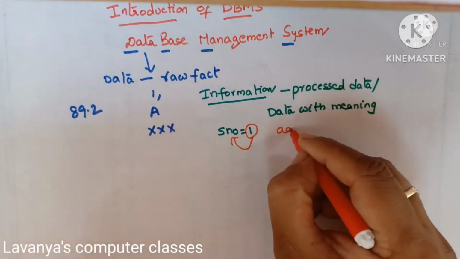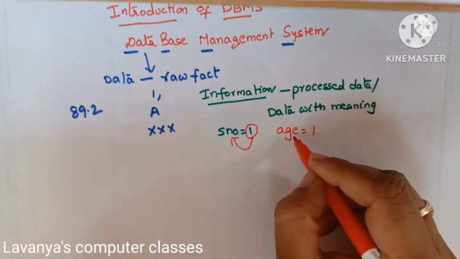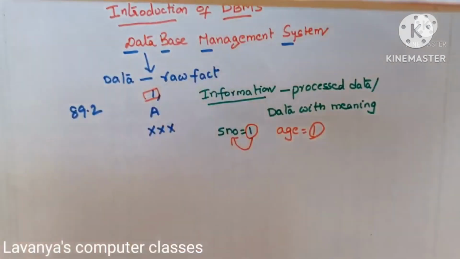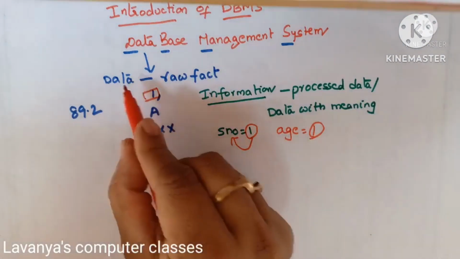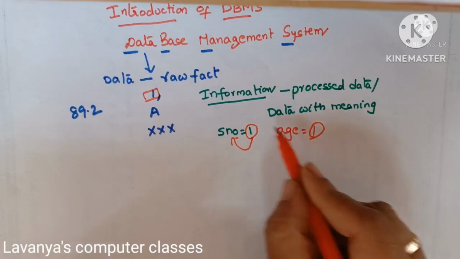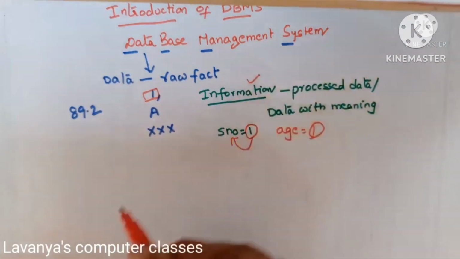Or otherwise you just write like this, A is equal to 1. That means there is a small kid, and 1 is the age of that small kid. So here 1, just one value, is known as data. But what is the purpose of 1? 1 indicates either serial number or age, so some meaning is there. That is called processed data. That is called information.